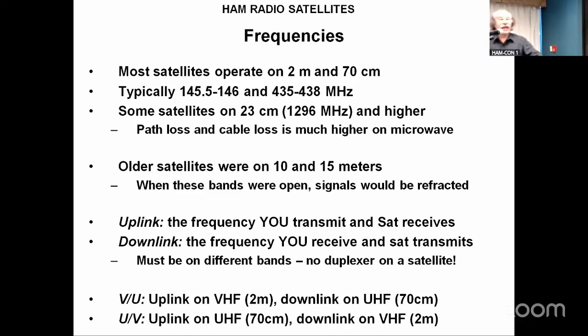So when we say that a satellite is VU, it means the uplink is on VHF, 2 meters, and the downlink is on UHF. If it's UV, it's uplink on UHF and the downlink on VHF. Well, my receiving apparatus is not as good on UHF as VHF. So the ones that downlink on UHF, I sometimes have trouble receiving because I have a stock radio that doesn't really have a super duper front end. So you keep that in mind too.